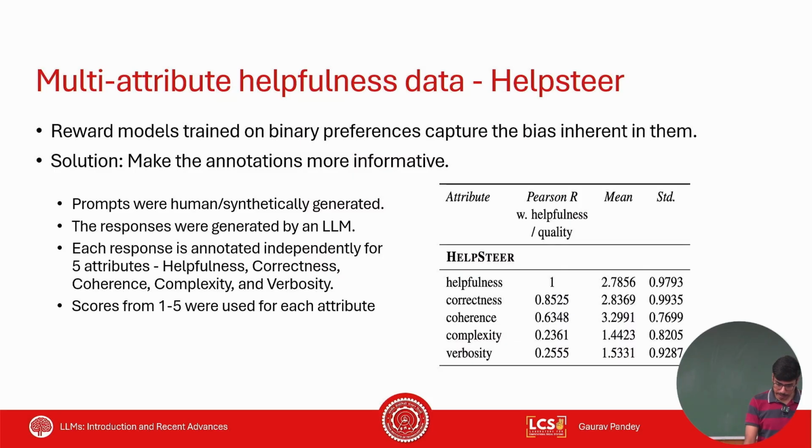And you can see that these attributes on the right hand side are not all correlated. Verbosity is not correlated with helpfulness. That means even small responses can be very helpful, but the model does not learn that. If the model is trained from preferences, it will learn that longer responses are more helpful. Okay, so this is the data that they got. They got a vector of scores per response, instead of just a single preference.